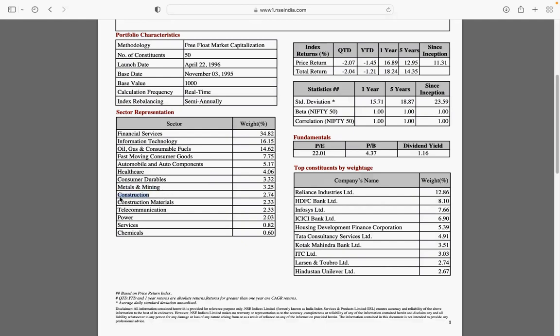Again, if you see construction, we have fresh news coming from the Adani group of companies. They have won the bid for Ambuja and ACC, and they are going to acquire it for $10.5 billion. So this can also boost sentiment in realty, infra and construction. Telecom is again Bharti Airtel, which is very volatile. Power is again dependent upon news flows. Services again, Adani Ports.